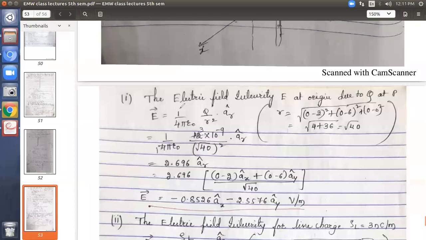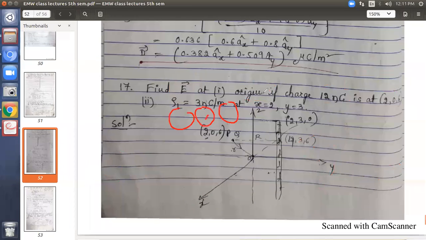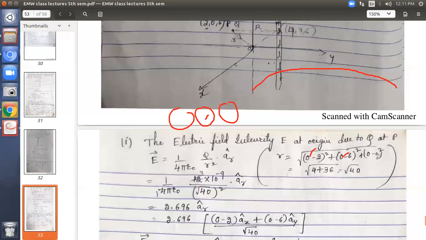I have done the same. 1 by 4 pi epsilon naught, charge by distance square into AR. I can calculate the distance. What will be the distance? Origin and this point: 0 minus 2, 0 minus 0, 0 minus 6, whole square, square root. Totally it will be root of 40, you will get the distance. And AR will be what?